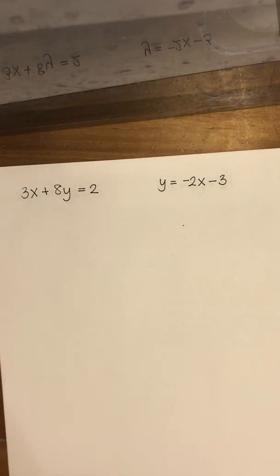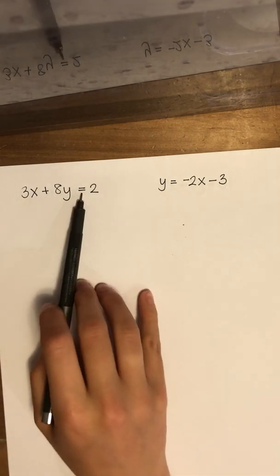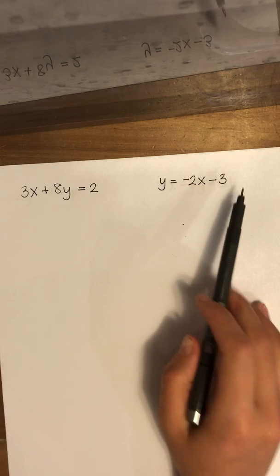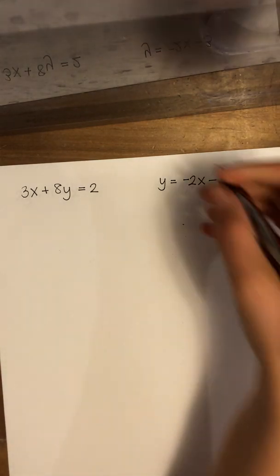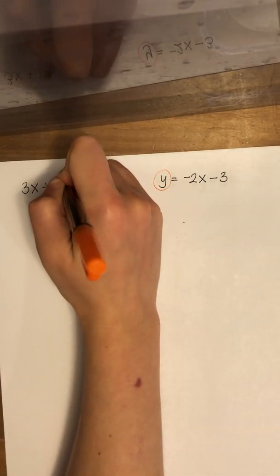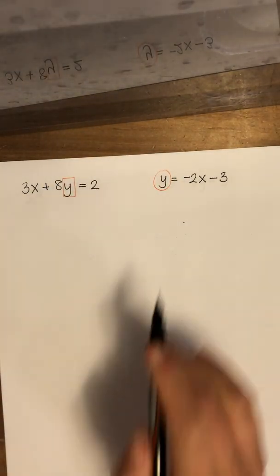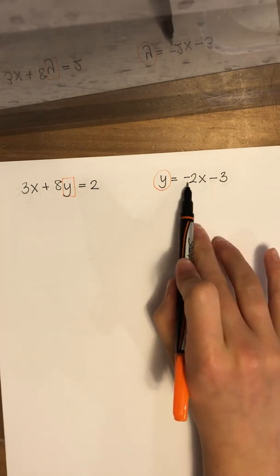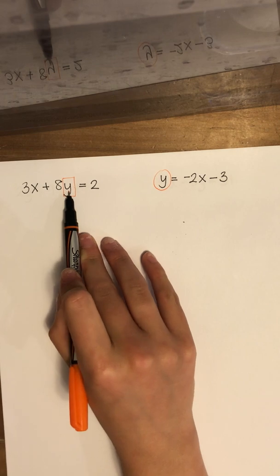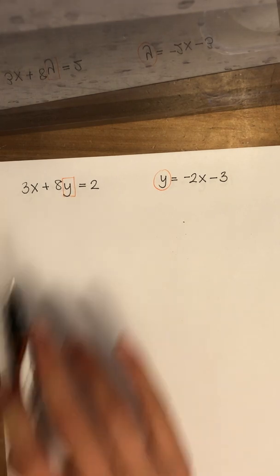Okay, so here's example 3, which is very similar to example 2. I have one equation that's in standard form and one equation that's in slope-intercept form. So I see here that y is equal to negative 2x minus 3. And over here, I see my y. So I'm going to take what's equal to y, negative 2x minus 3, and I'm going to substitute it into this equation where I see the y.